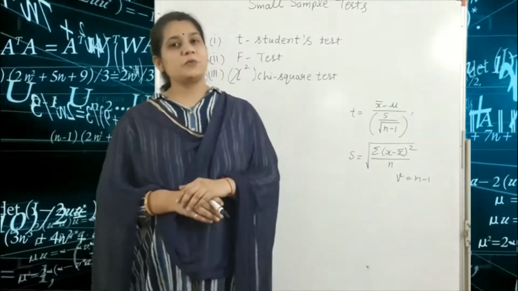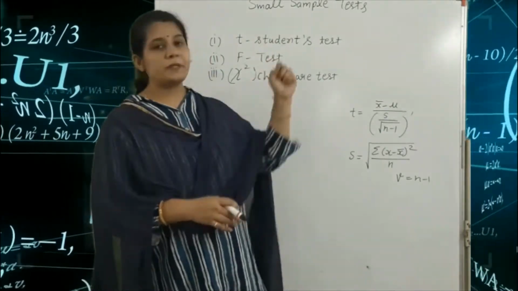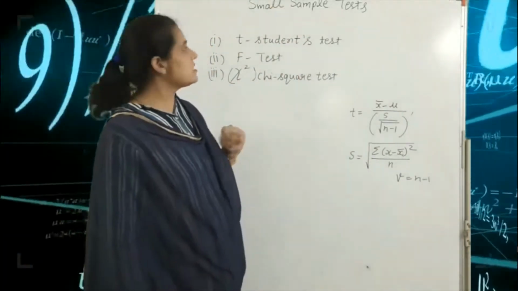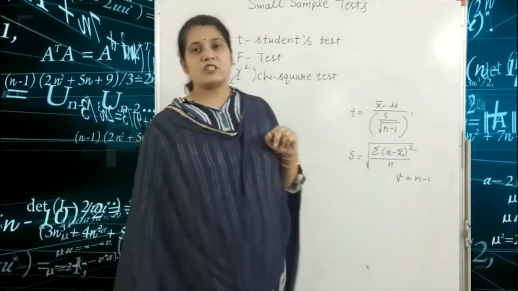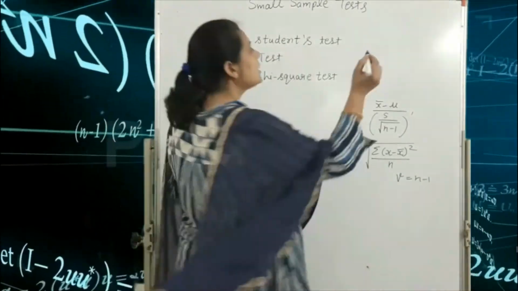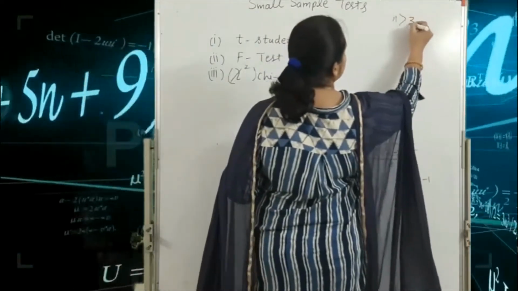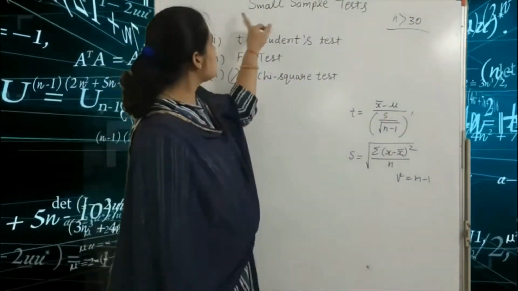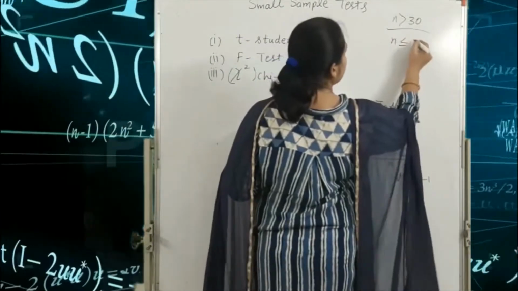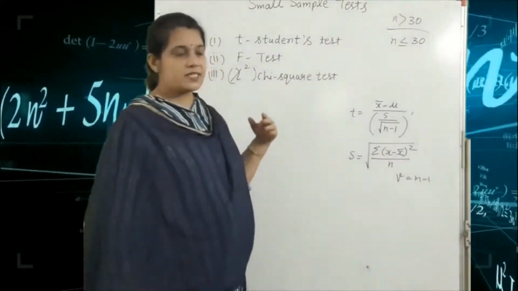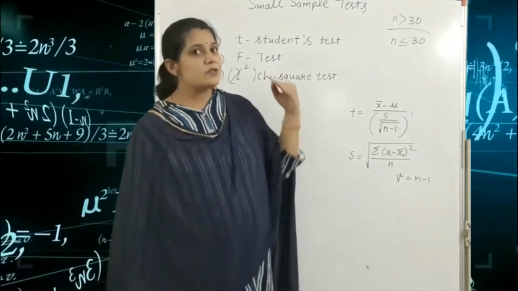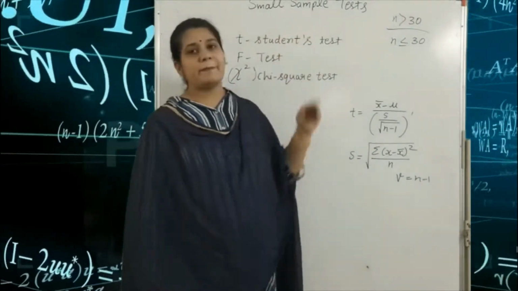Good morning everyone. Today I am going to take a lecture on probability and statistics, and our chapter is hypothesis testing. In our previous lecture we already saw large samples, that means n is greater than 30. But today's session is the small sample test, that means n is less than or equal to 30. If the number of samples is equal to 30, then you also use the small sample test.